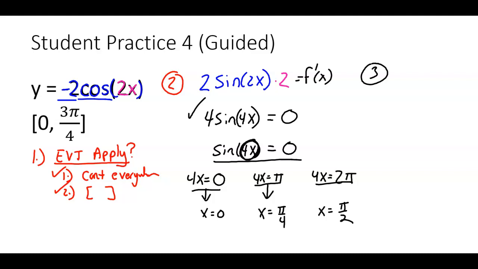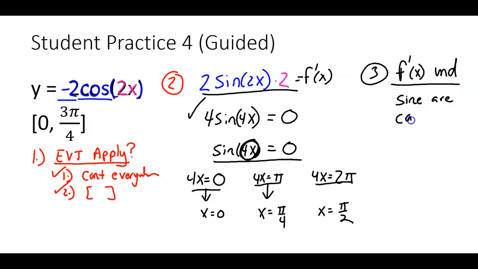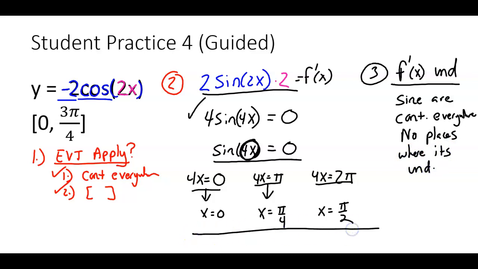For now, we also want to find out where the derivative is undefined. All right. Well, the derivative is a sine function. Sine functions are continuous everywhere. And therefore, there are no places where it's undefined. So we have these 3 critical values.